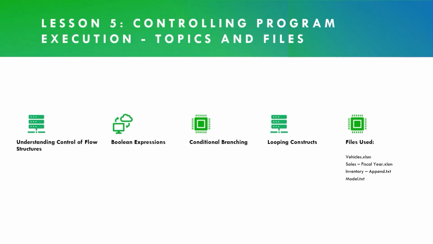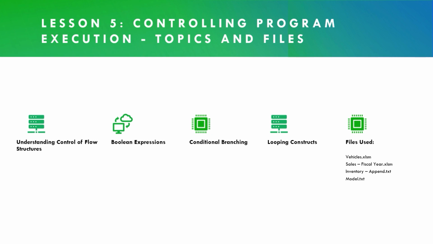In lesson 5, we're going to be focused on controlling program execution. Now, you've seen some small examples of this. We've used a couple of If constructs already, so you'll learn more about them in this lesson. So we'll start by understanding control of flow structures. You'll learn about Boolean expressions. You'll learn about conditional branching and looping constructs.